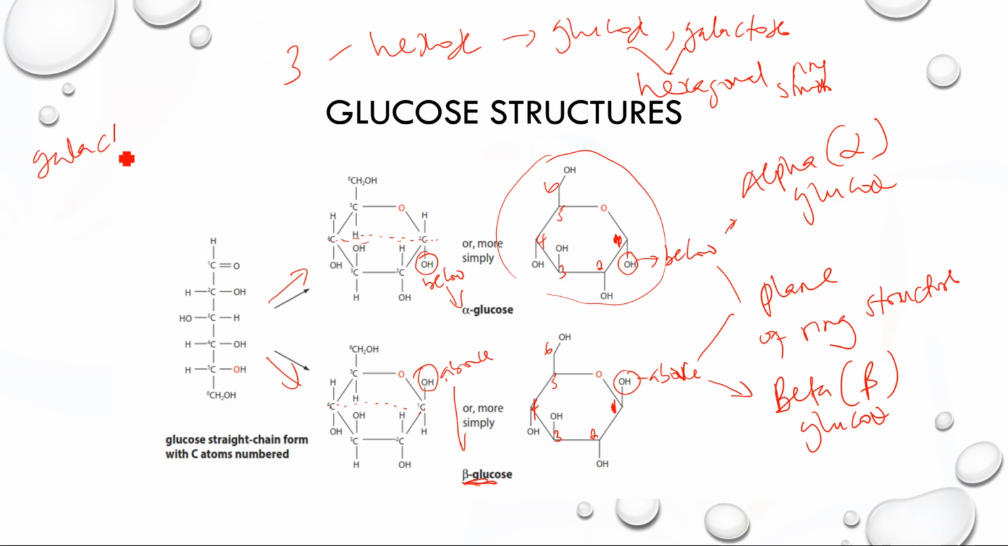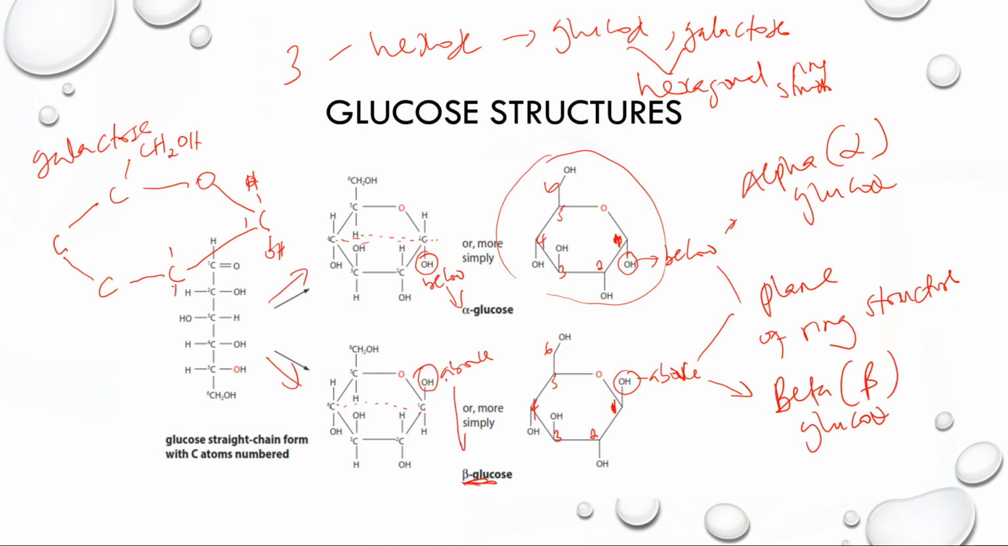The only difference is that galactose is like alpha glucose, but the OH attached to carbon 4 is above. Let me try to form galactose. This is CH2OH. This is O. That's the first carbon atom here, the second. So this is carbon 1, OH is down here, H is here.